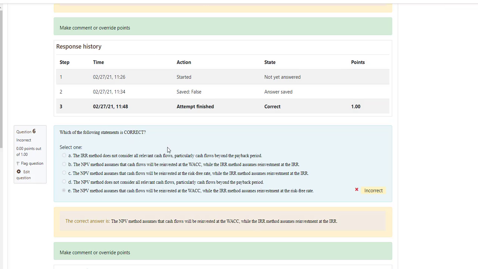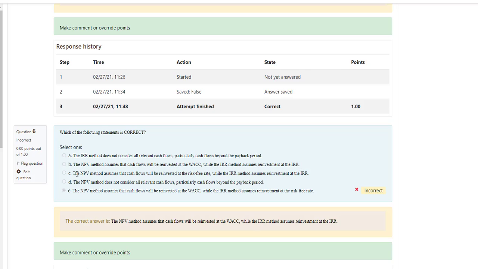Which of the following is correct? Let's go through each one of these. Internal rate of return does not consider all relevant cash flows. Well, of course it does, so that's not correct. The net present value assumes cash flows will be invested at your weighted average cost of capital while the internal rate of return... So that's the correct answer.